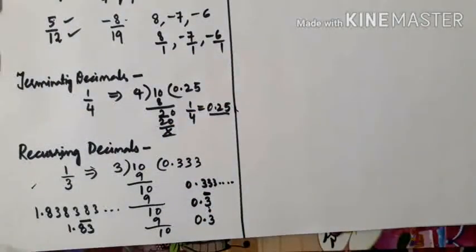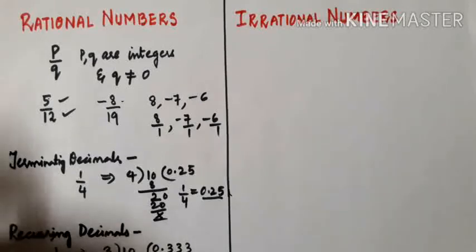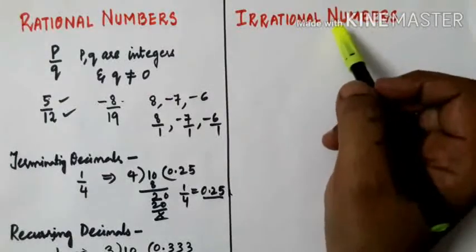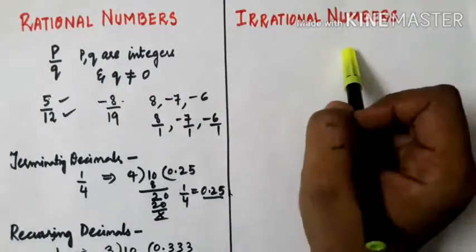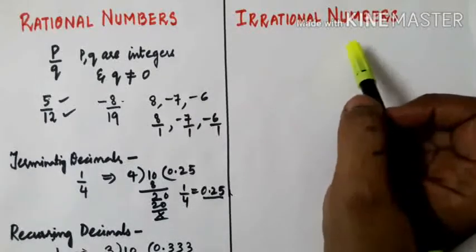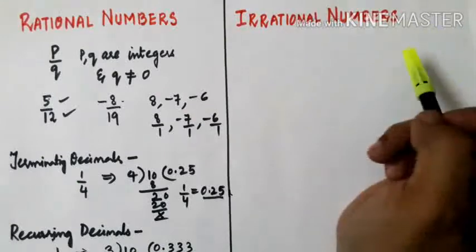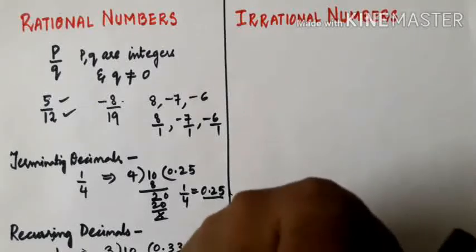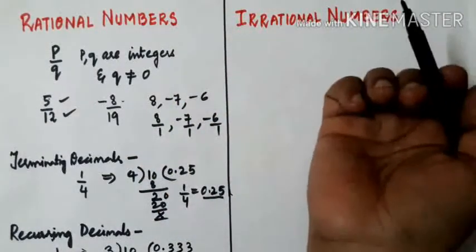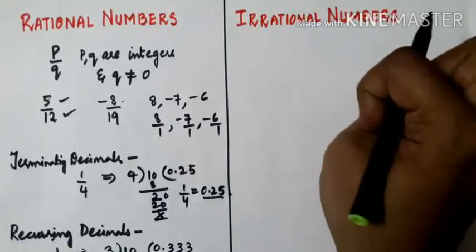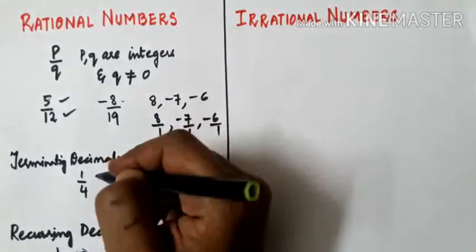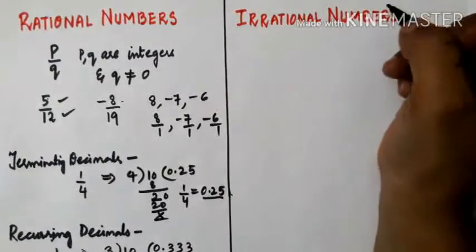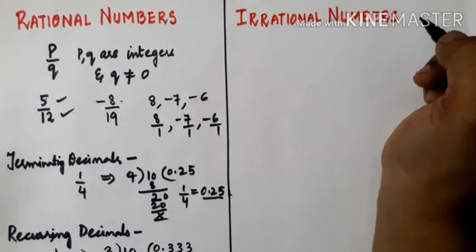Now, children, the next topic is irrational numbers. What are irrational numbers? Whenever you express a number in decimal form, an irrational number can be expressed as a non-terminating and non-repeating decimal. You have just seen terminating decimals and recurring decimals. In an irrational number, the decimal should be non-terminating, it should not be a terminating decimal and it should not be a repeating decimal. So every non-terminating and non-repeating decimal is irrational.